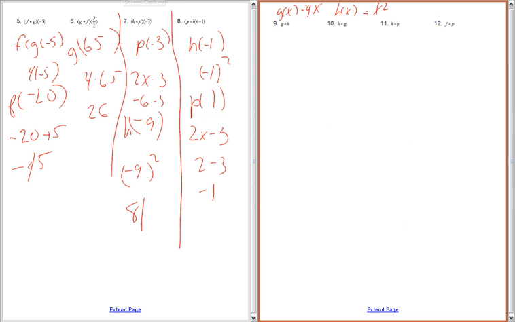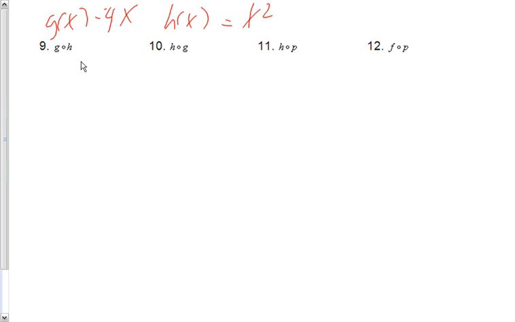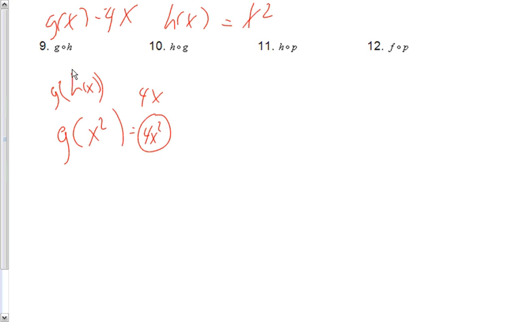All right, I'm going to zoom in on that. So I need g of h of x. H of x is just x squared, so I need g of x squared. Well, g is 4x. Wherever I see an x, I'm going to replace it with x squared. So it's 4x squared. That's my final answer. So that rule takes us in one swoop.